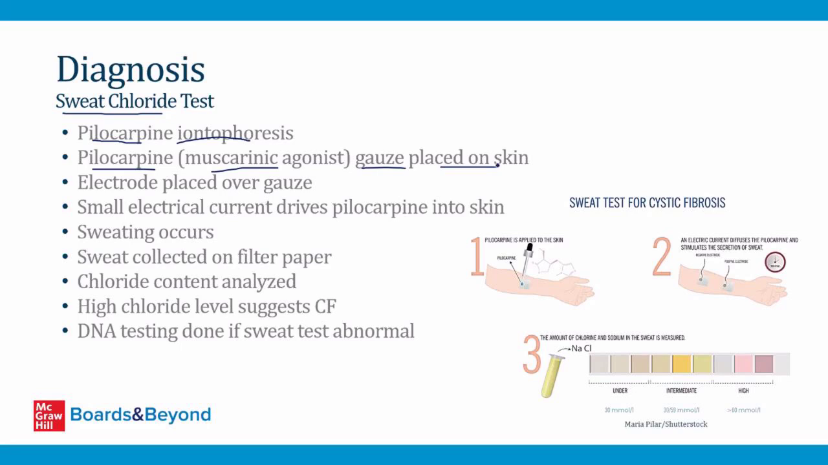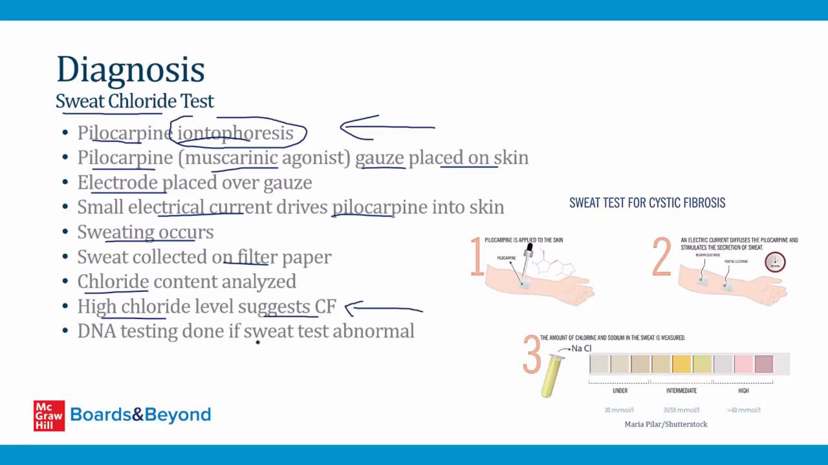But the way this test works is you put an electrode over the gauze, and then a small electrical current drives the pilocarpine deep into the skin. This is called iontophoresis, and that's why this test is called pilocarpine iontophoresis. This causes the person to begin to sweat, and you collect the sweat on filter paper, and you analyze the chloride content. And as we talked about earlier in this video, a high chloride content of sweat suggests cystic fibrosis. When you get a positive finding on this test, you can then do DNA testing and see if the patient has the delta F508 mutation or one of the other common mutations that's already been described.